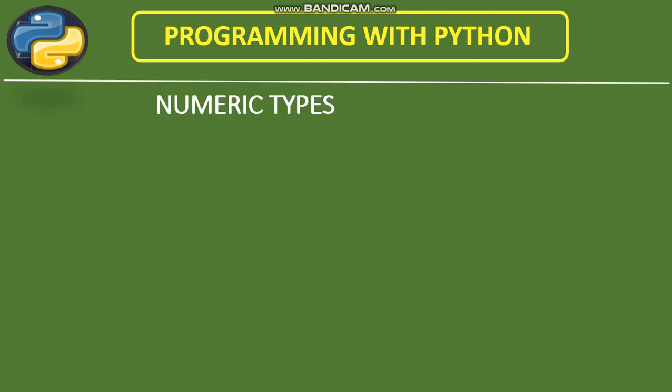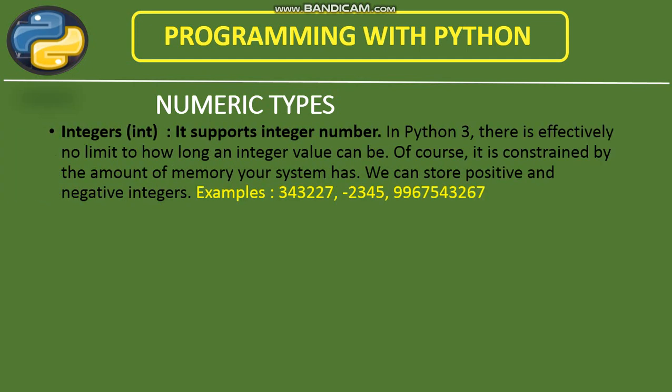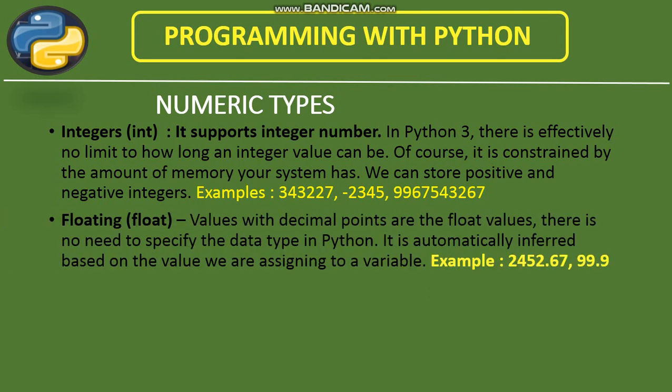The first data type I am going to explain to you is the numeric type. The numeric data type supports numbers, and a number can be of different types, like integer. This int supports integer values without any decimal point. And if you want to store number values with decimal points, then you can use this float type.